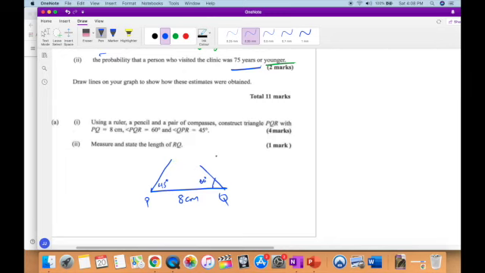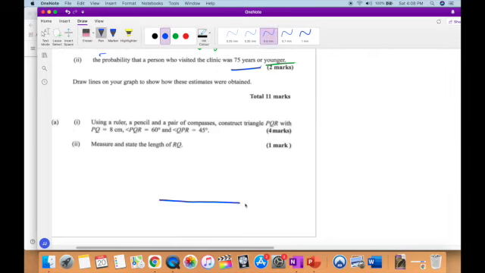60 degrees is greater than 45 degrees, so this should be greater. Let me see, if this is 90, this is 45, and this is 60. So this one should definitely look bigger. So let me draw it over. That was horrible.